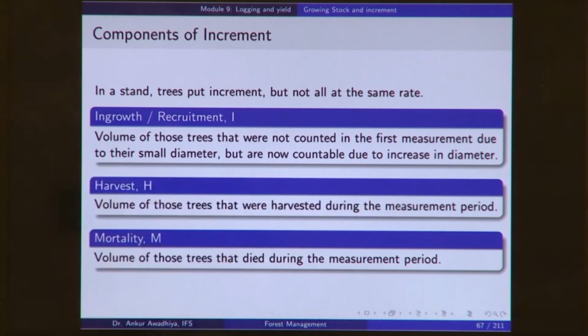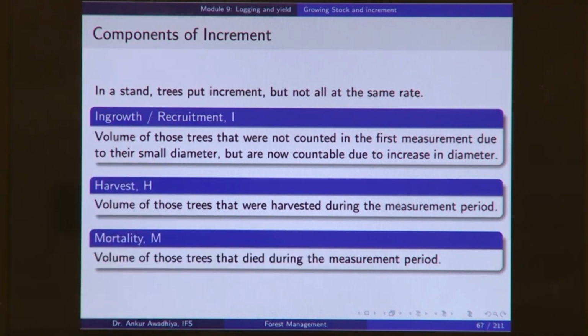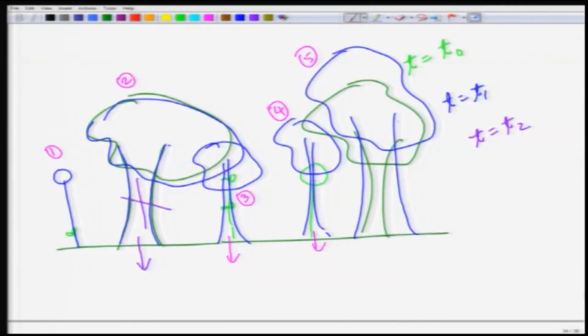Now, similarly, we also have mortality represented by M, the volume of those trees that died during the measurement period. Remember that in the growing stock definition, we only count the living trees. So, those trees that die off are not counted. Let us say at time t equal to t2, this tree has died off, probably because it was old, or because it got infested with some diseases, or because it got burnt during a forest fire. So, this tree which has died off will be represented in terms of mortality M.